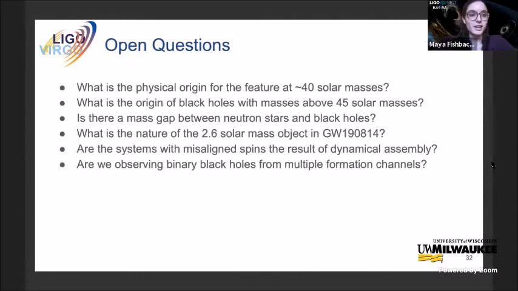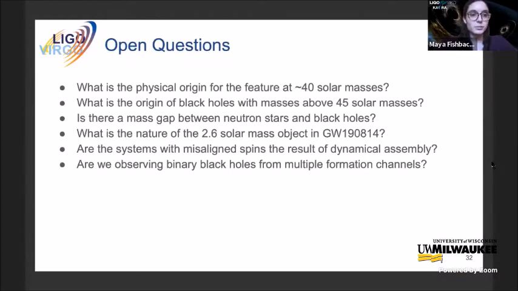So as I hope is clear by now, there's really a lot of information and a lot of discoveries that we've made with this latest batch of binary black hole detections from LIGO and Virgo, but we've also raised a lot of open questions. So I've listed some of these questions here. What is the physical origin for the feature at around 40 solar masses?